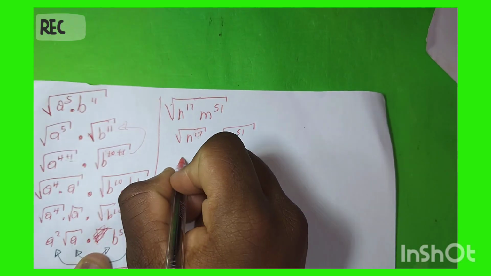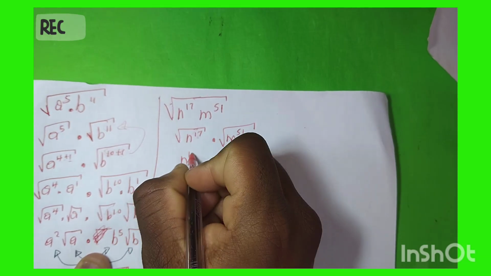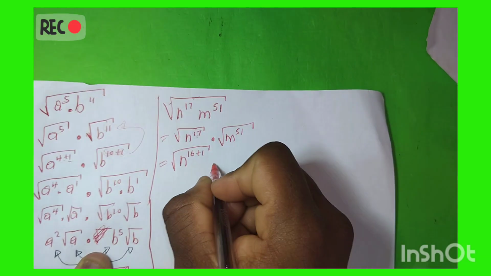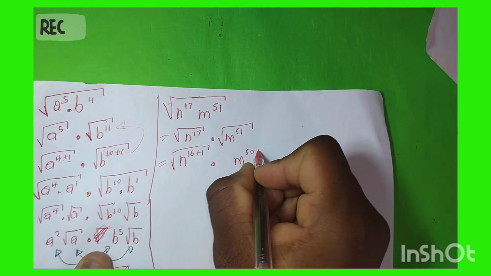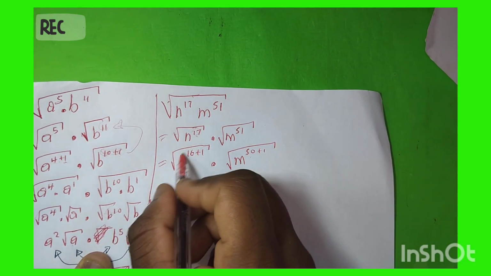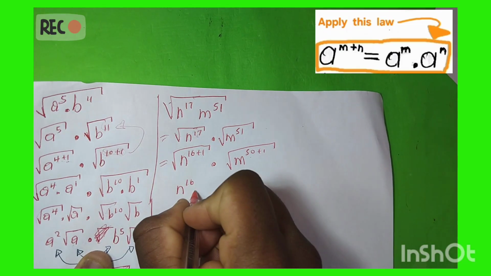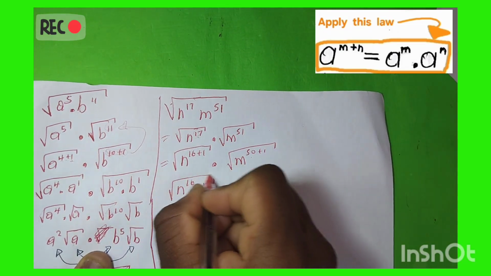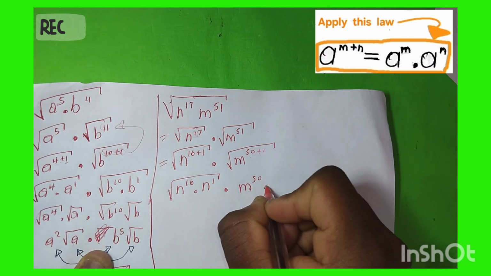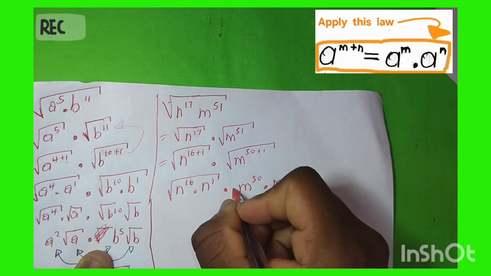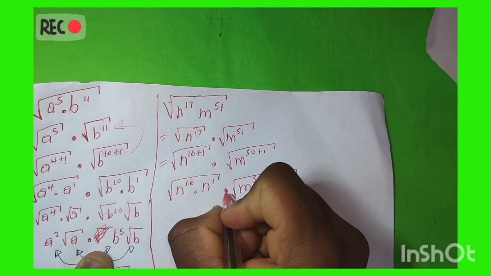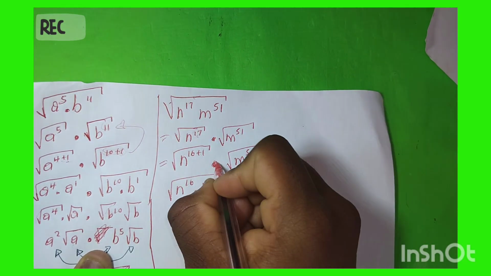Meaning I can write it like this: n^(16+1), because 16 is an even number, multiplied by m^(50+1), because 50 is also an even number. Now I can break the exponent. It's n^16 multiplied by n^1, and m^50 multiplied by m^1. Do you see? All those dots, guys, represent multiplication.